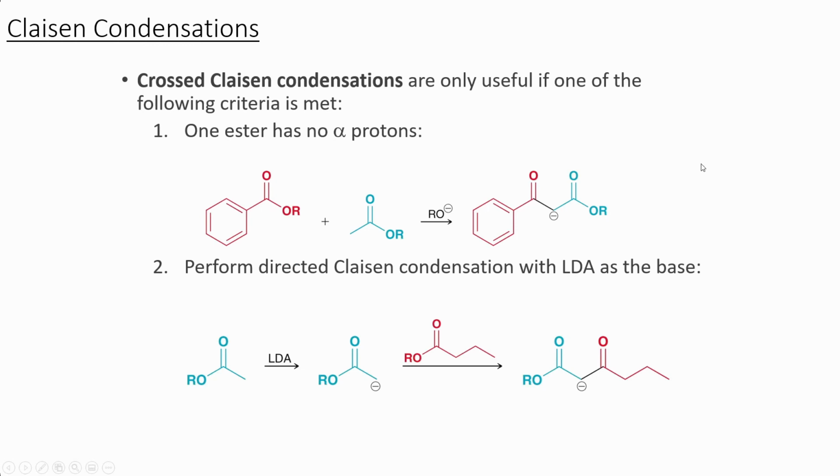Just like we had crossed aldol condensations, we can also obtain crossed Claisen condensations, but their utility is far less than the aldol. In order for these to be useful, one of the esters must have no alpha protons, or we'll have to use a directed Claisen condensation with LDA as a base.